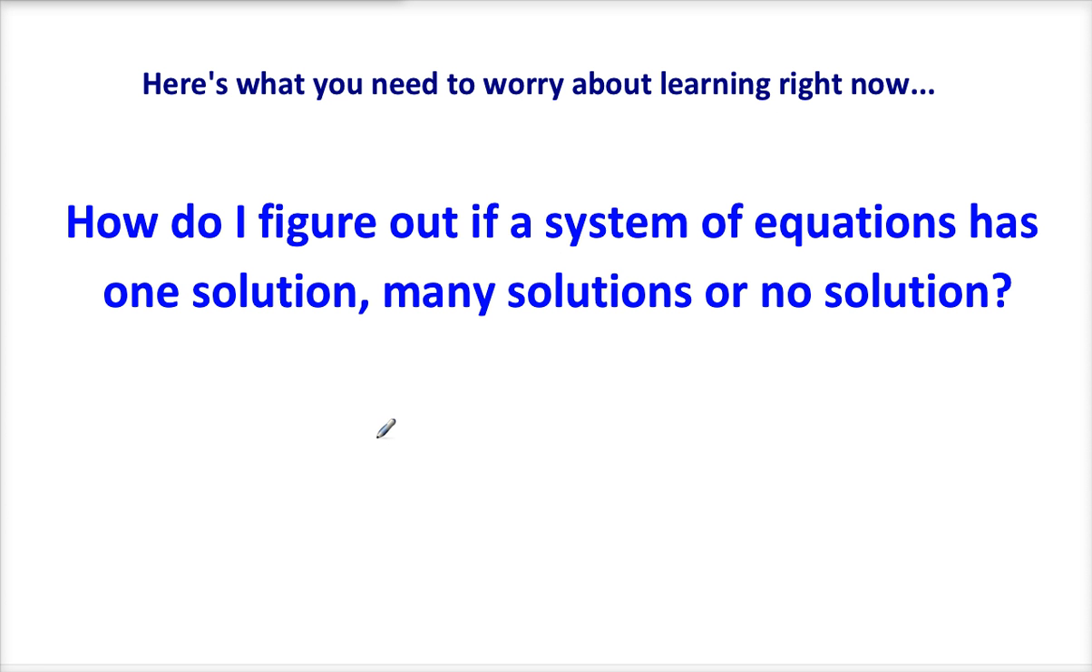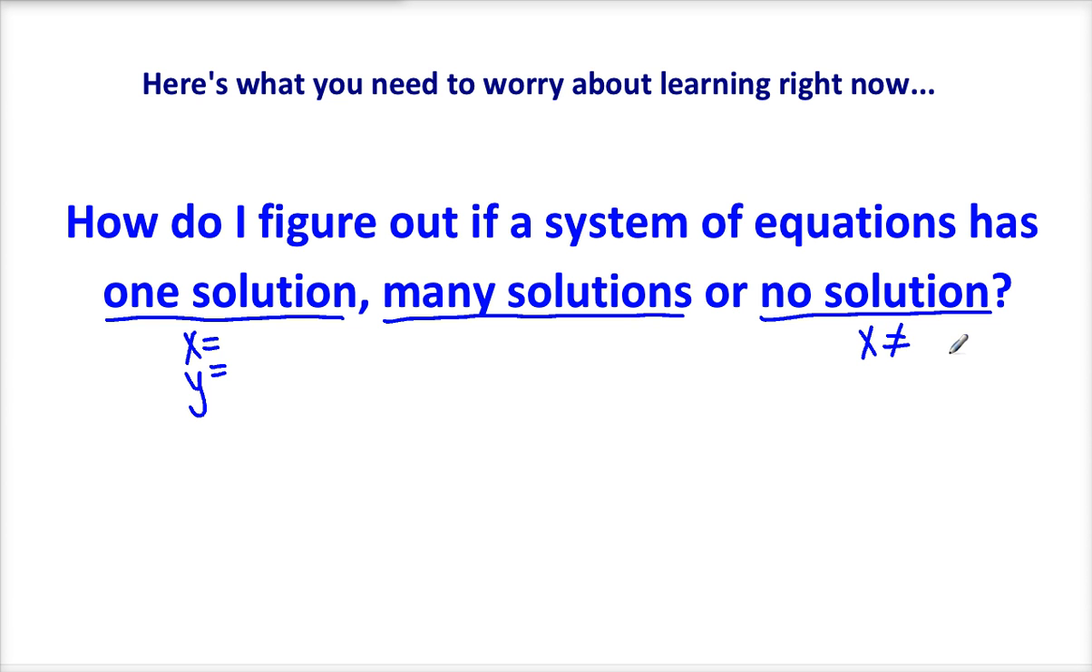But what you need to worry about learning right now is how do you figure out if a system of equations has one solution, many solutions, or no solution. So in other words, will my system of equations have one solution, just a value for x and for y? Will it have many solutions where there's lots of numbers that I can plug in for x and lots of numbers I can plug in for y that would make both equations true? Or would there be no solution? There's no number that I can plug in for x and no number that I can plug in for y that would make the equations true.